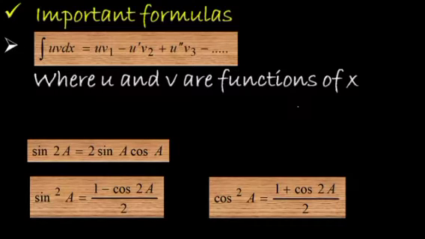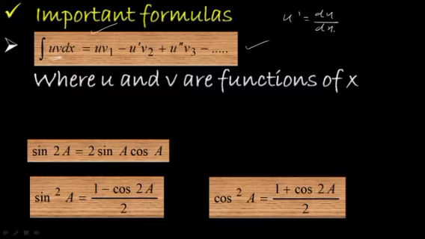Before that, let me have a short look over the important formulas that we are going to use in the problem. The very first one is an important formula, that's Bernoulli's formula. If we have a product of two functions inside the integral, then we make use of this formula to evaluate the integral. That is, integral u v dx is equal to u v1 minus u dash v2 plus u double dash v3 minus etc. Here both u and v are functions of x, where u dash is nothing but du by dx.